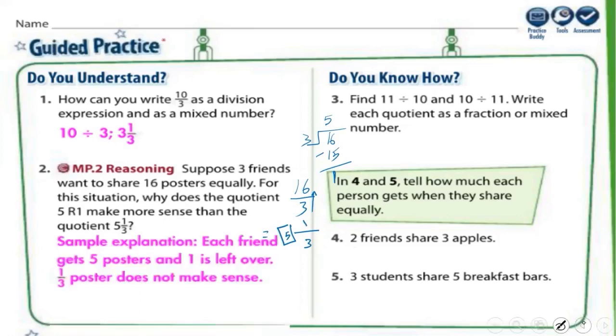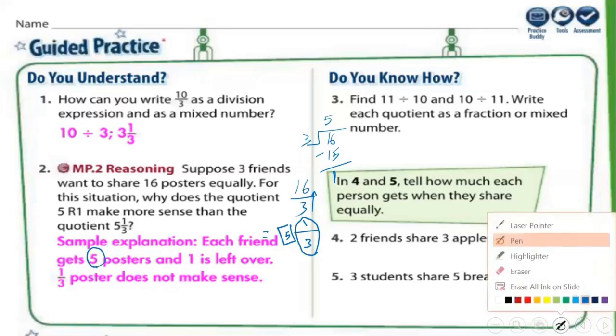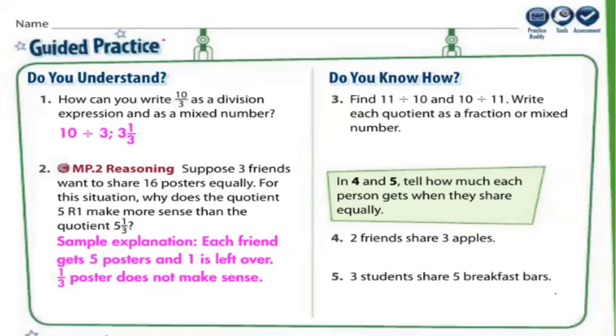So the answer here, each friend gets 5 posters, and the leftover 1/3 poster does not make sense, because if we cut the third poster, what can we do with the third poster? So it doesn't make sense. So the answer here will be just 5 posters, nearly 5 posters, approximately 5 posters. Okay, move to the third point in the next exercise.